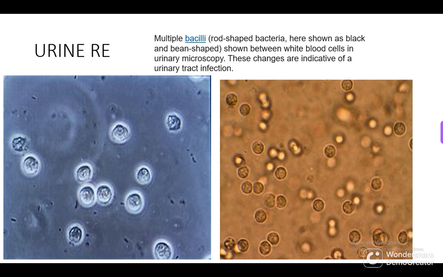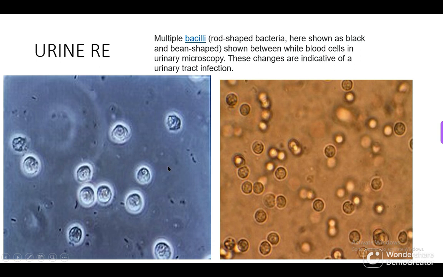Now here in the picture, you find black, bean-shaped organisms seen between the WBCs, white blood cells, multiple pus cells, and it is probably a gram-negative one. These changes are indicative of urinary tract infection. Here again the same thing, but a different stain has been given here.